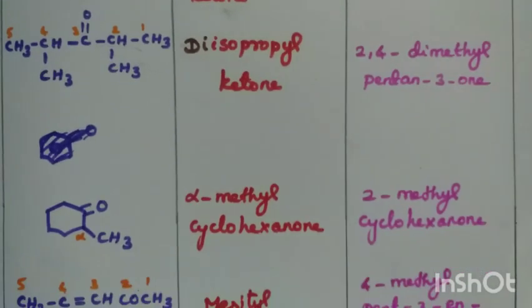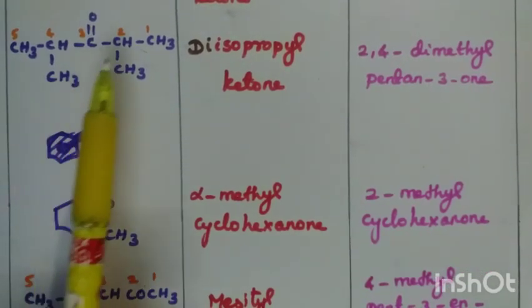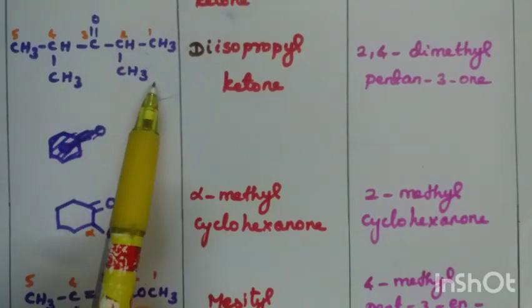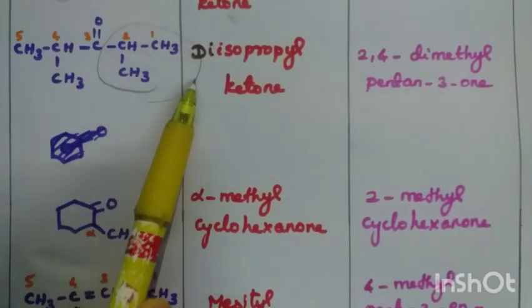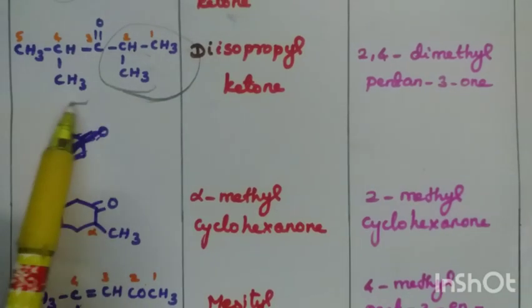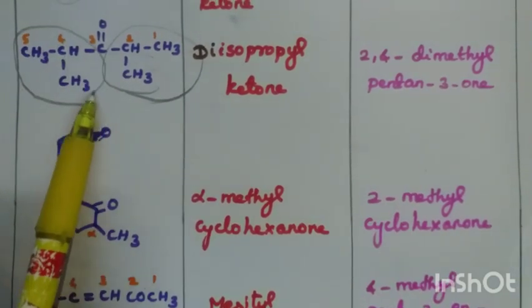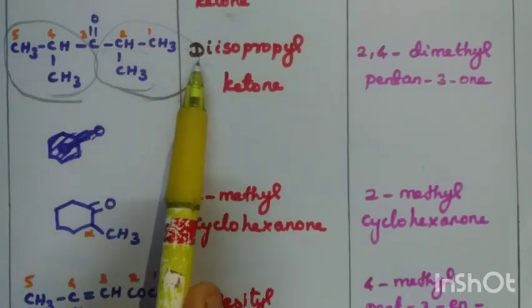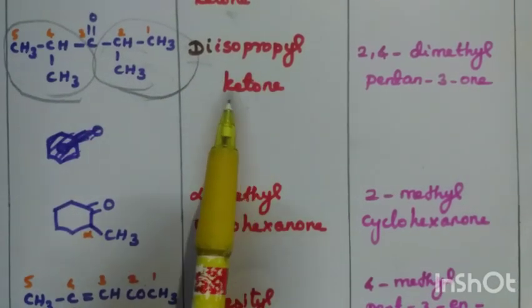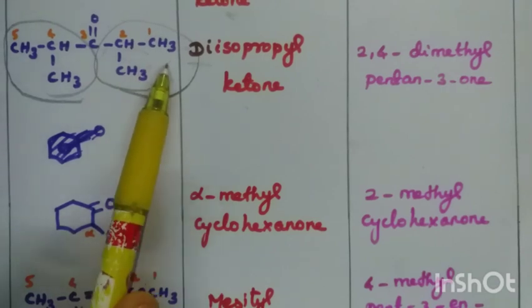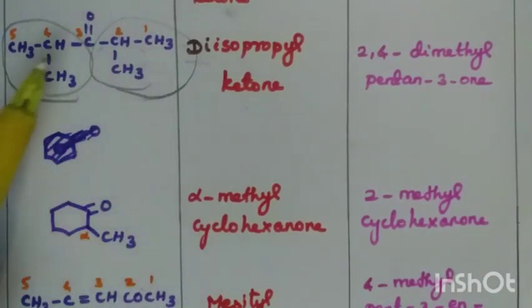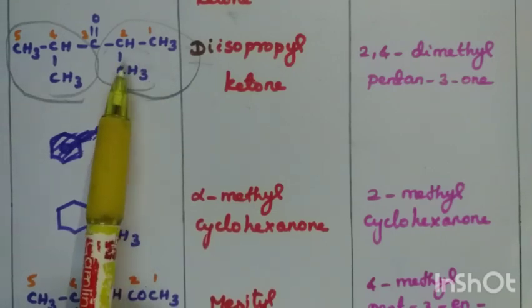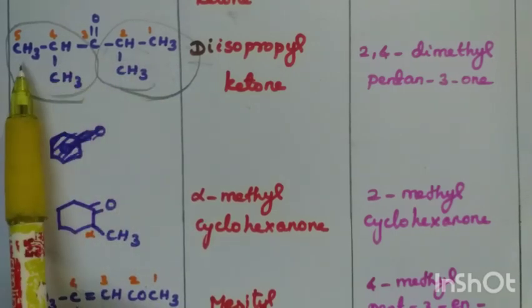And the next is CH3, CH, CH3. This is an isopropyl group which is attached to a ketone. This is also an isopropyl attached to the ketone. 2 isopropyl groups, no? So diisopropyl ketone. While writing the IUPAC name, you have to mention all the carbon. Count all the carbon atoms. How many carbon atoms are there? 1, 2, 3, 4, 5.